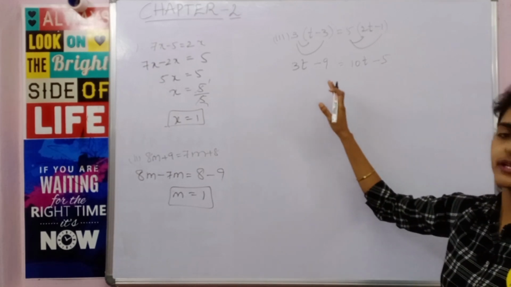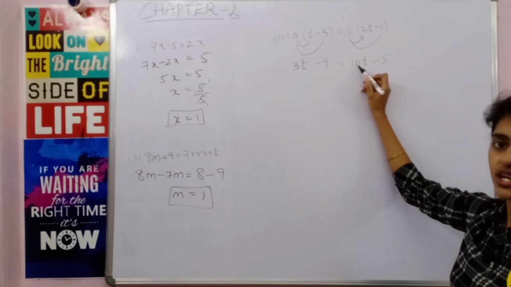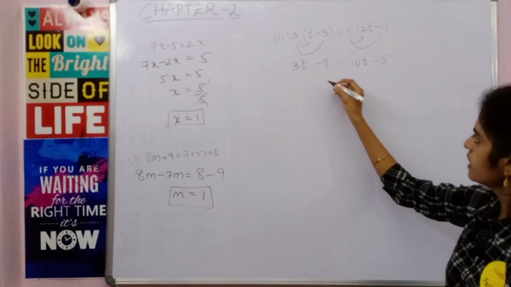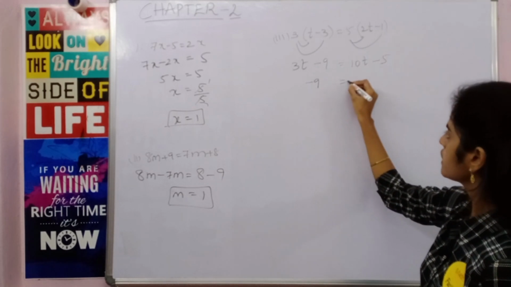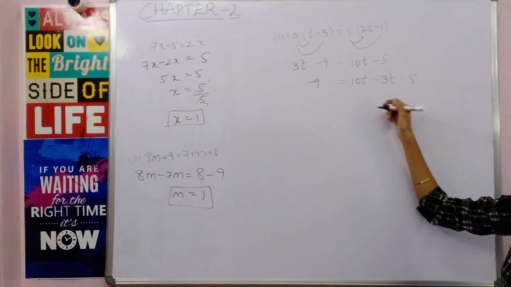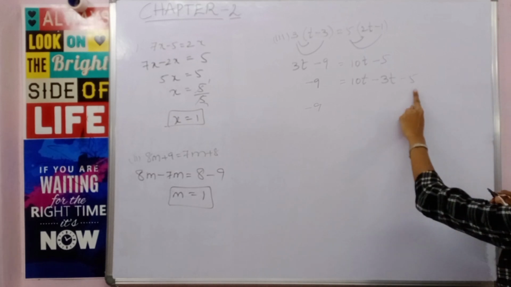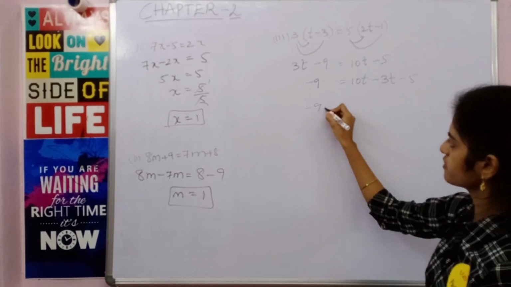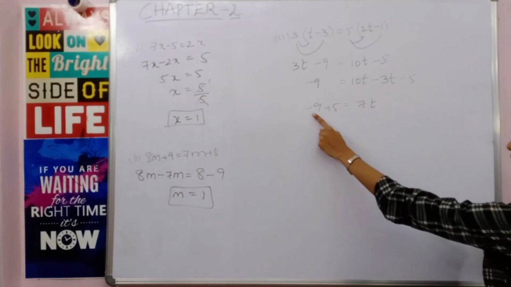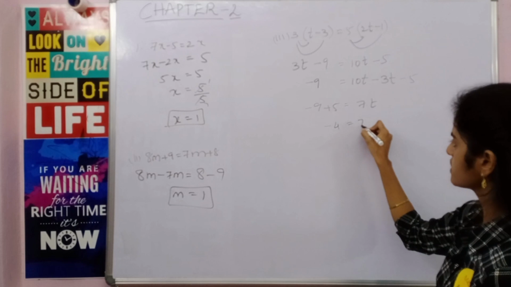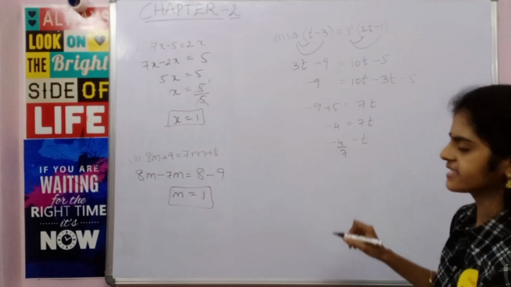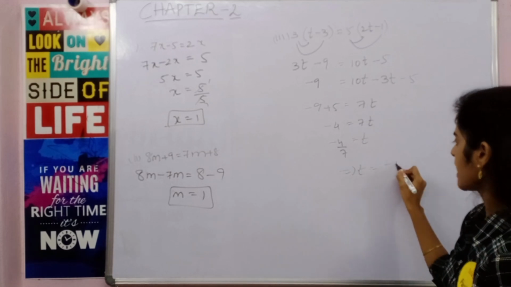Now what you will do, you will bring all the t terms together, okay? Here you have 10t which is bigger than 3t, so let us bring 3t to this side, okay? So you have minus 9 here equal to 10t minus 3t, and you have minus 5 also, okay? Now in the next step, let me take minus 5 to the other side, so it will be plus 5 equal to 10t minus 3t is 7t. Okay, now minus 9 plus 5 is minus 4 equal to 7t. Now I want the value of t. t is nothing but minus 4 by 7. Okay, so clearly t is minus 4 by 7.